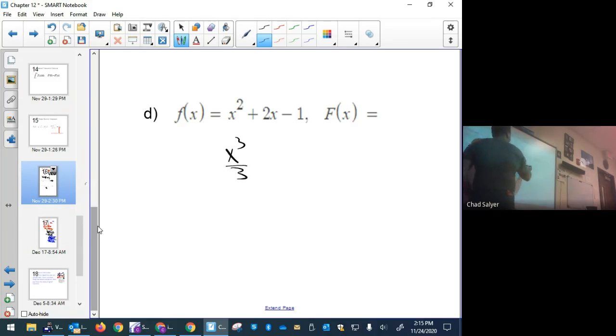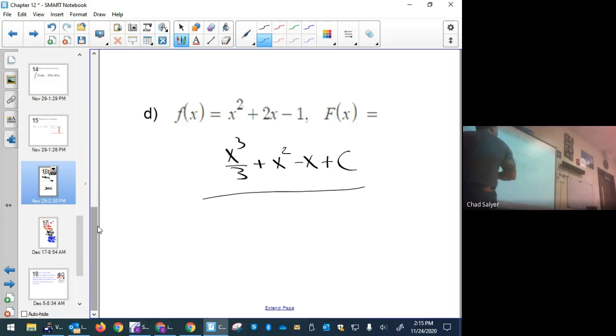So x cubed over 3 plus 2x squared over 2, which is just x squared, and minus x. Can't forget that plus c. So the indefinite integral, the trick is to add that plus c at the end. We don't know if it was there or not. Okay, so now you have all the tools necessary to recreate one of the great math problems of history.